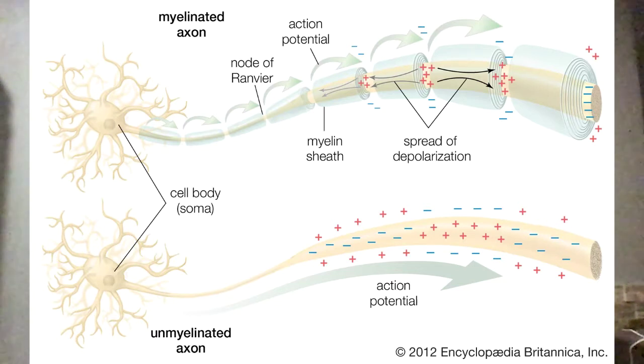The other thing to keep in mind is that action potentials are going to start right where the axon branches off from the cell body.